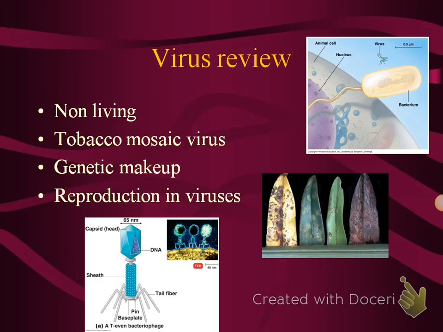Was that on tobacco plants? Yes. Okay. Yeah, so it's called tobacco mosaic virus. I always thought tobacco was a normal plant that grows around.